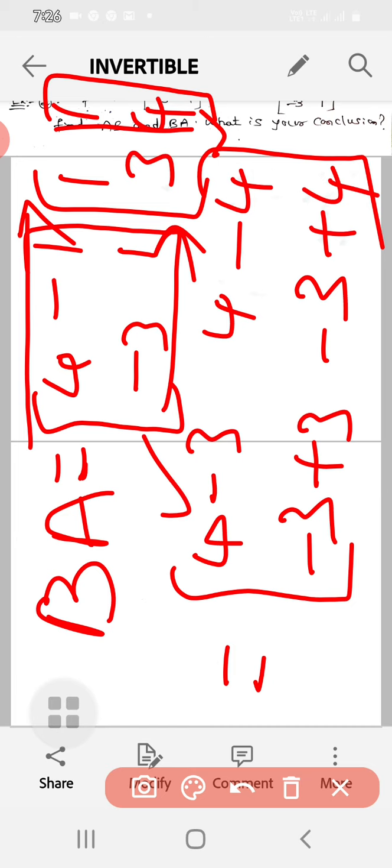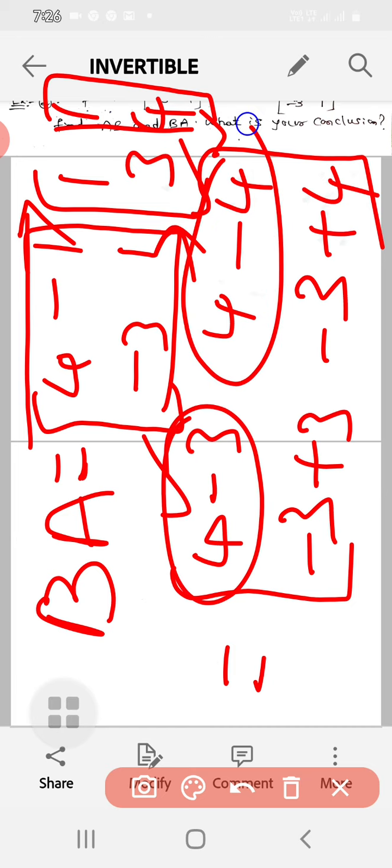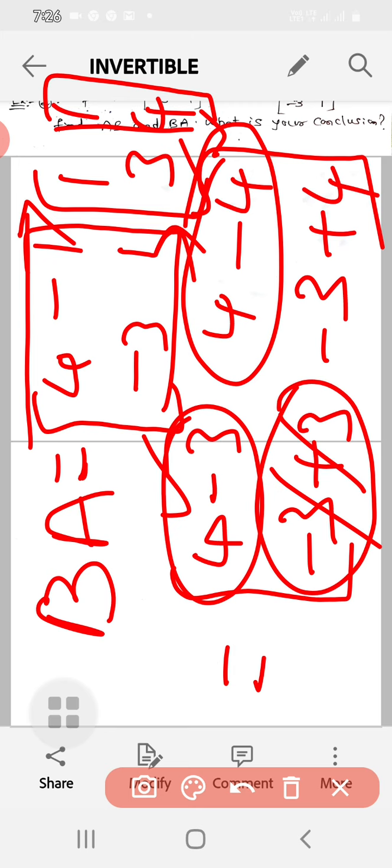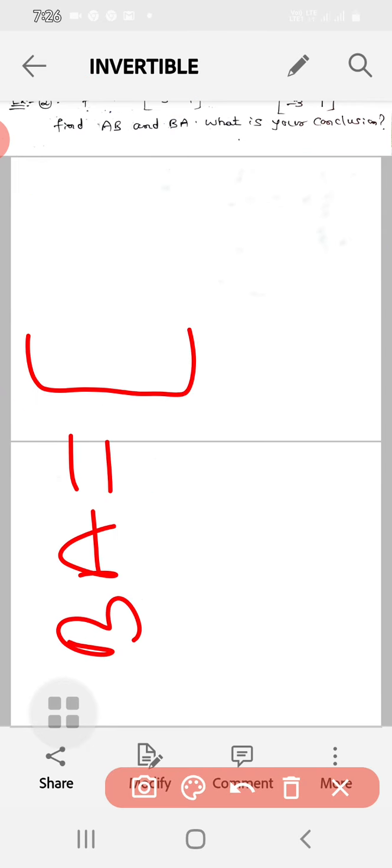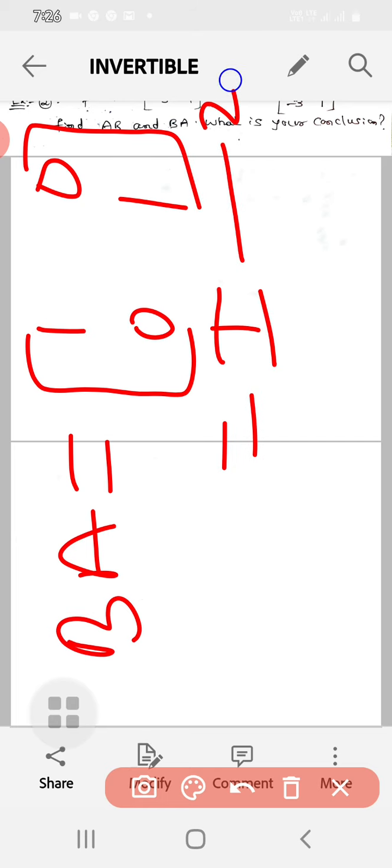So you have to be careful here. 4 minus 3 will be 1, 4 minus 4 is 0, minus 3 plus 3 cancels, here also 0, and minus 3 plus 4 will be 1. So BA is equal to [1 0; 0 1]. See, it is also an identity matrix, so call it equation 2.